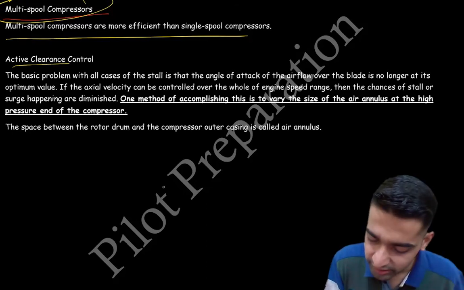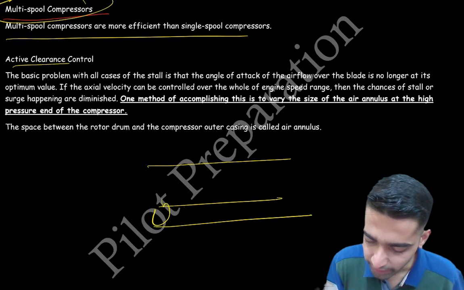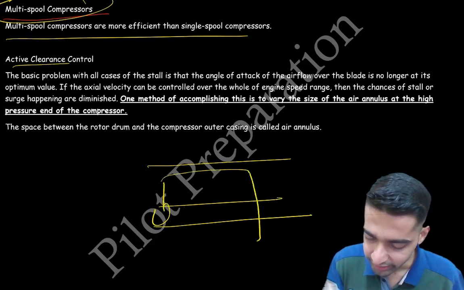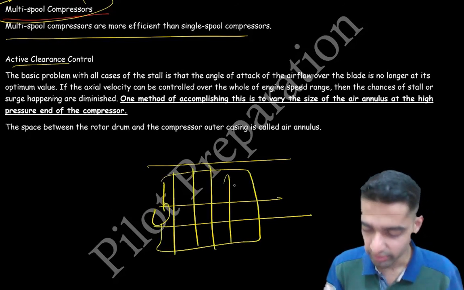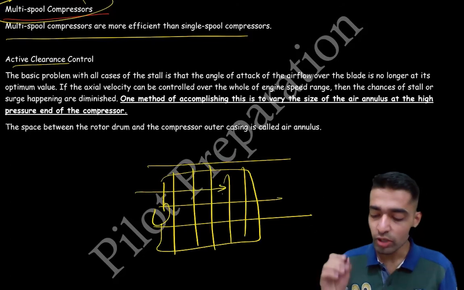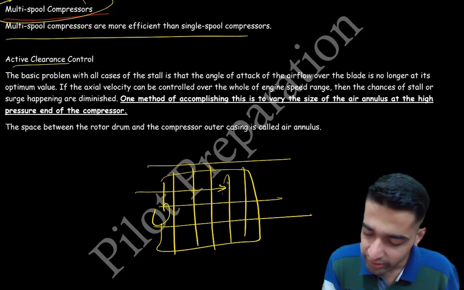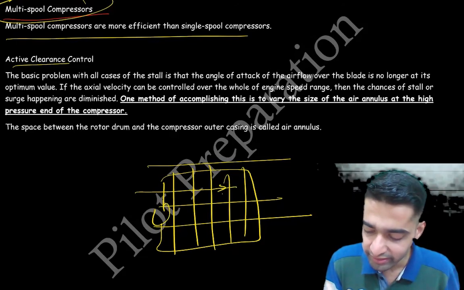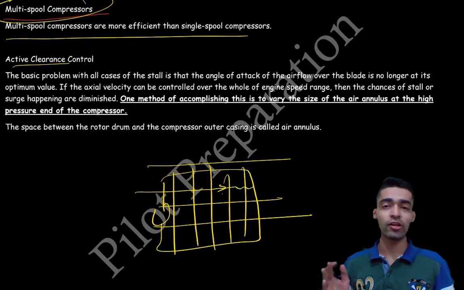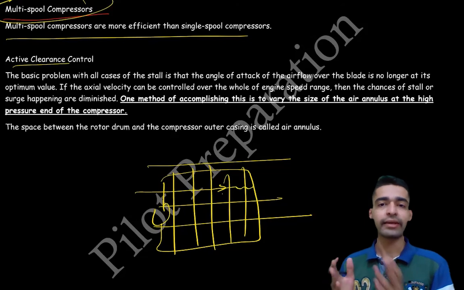That means if we see a compressor like this, this is the compressor, and these are the many stages of the compressor. So what we can say, the air was having high velocity, which was able to hit the compressor at a good angle of attack. But now the air is losing its energy, and that is the reason it is not having a good angle of attack, because of which the compressor sooner or later can get stalled.